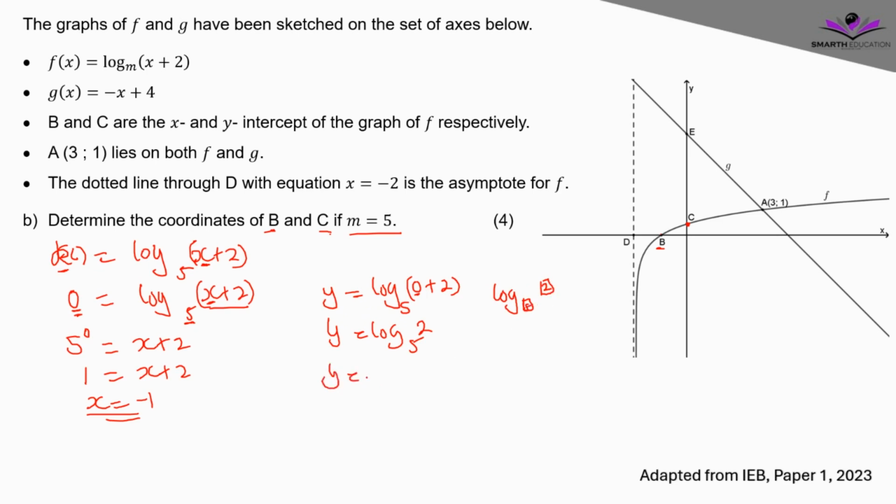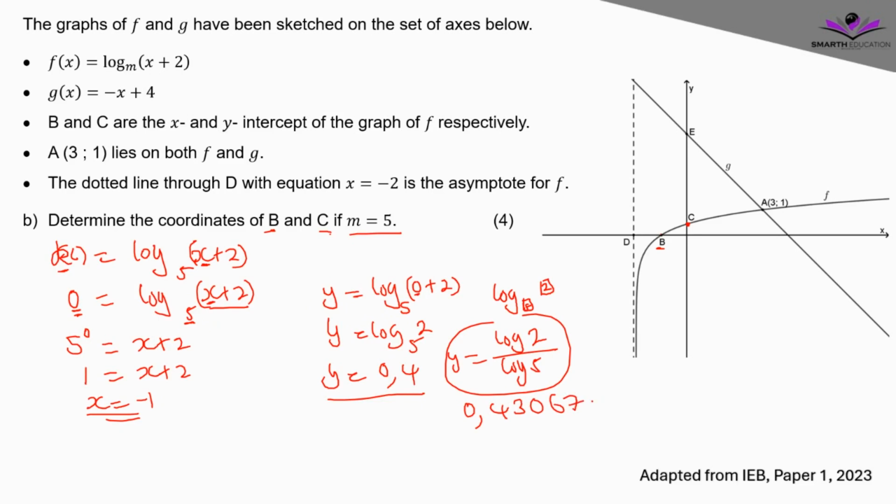And you must get y is equal to 0.43 something. So round it off to one decimal place, this is 0.4. Or you can say log 2 divided by log 5. That will give you y. That's another way of doing it. Then you can get 0.4. Actually, you get 0.430676558. Then you can round off this to one decimal place because this is 3, so this remains as 4 if it's one decimal place. If it's two decimal places, it's 0.43.